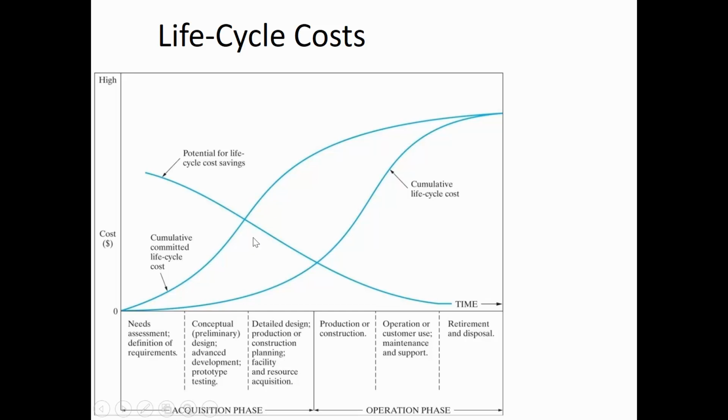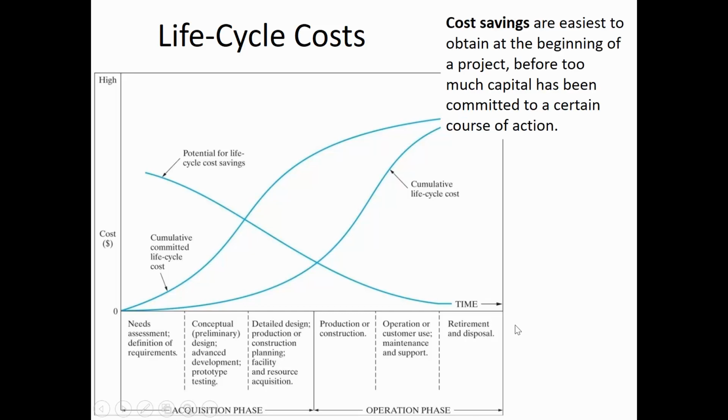Any questions about these figures? I'd encourage you to review the textbook section that's describing this figure. Cost savings are the easiest to obtain at the beginning of a project before too much capital has been committed to a certain course of action. That's kind of how I distilled it down.